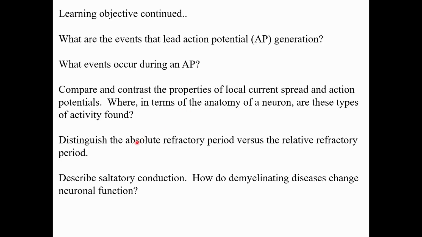I need you to understand the difference between absolute and relative refractory periods and those channels involved, what myelin does to the speed of action potential conduction, and how demyelinating diseases can interfere with that. I think what I'm going to do is end this presentation, and the next part is synaptic transmission, and I think I'm going to make a new presentation for that one.